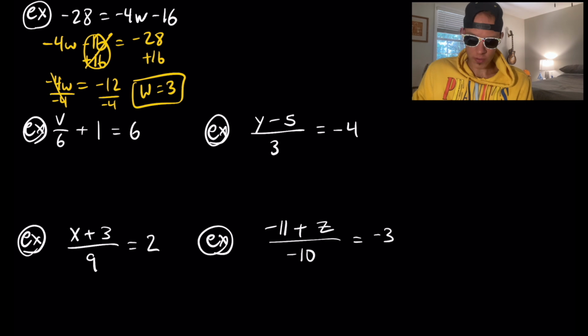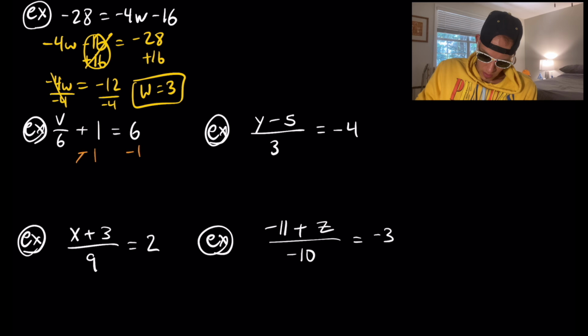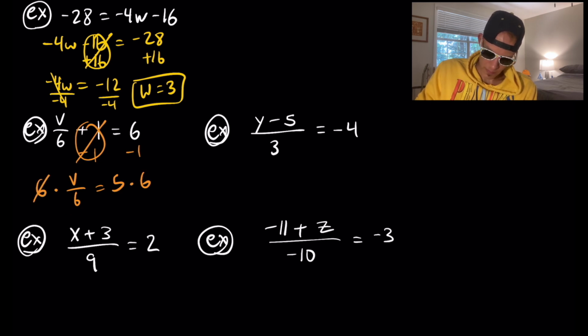All right, v over 6 plus 1 equals 6. So again, this one will be easy. Just subtract 1 from both sides to undo that addition first. These will cancel and go to 0. So v over 6 is equal to 5. And then to undo that division by 6, I'm going to multiply by 6 on both sides. So I'll get v is equal to 30.